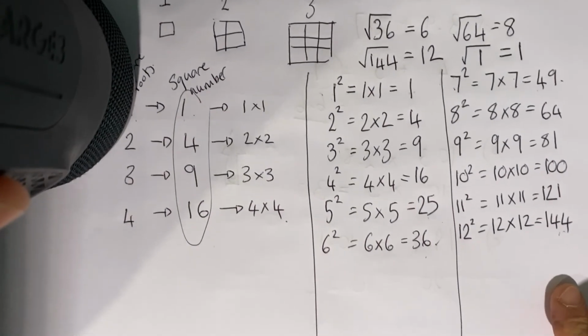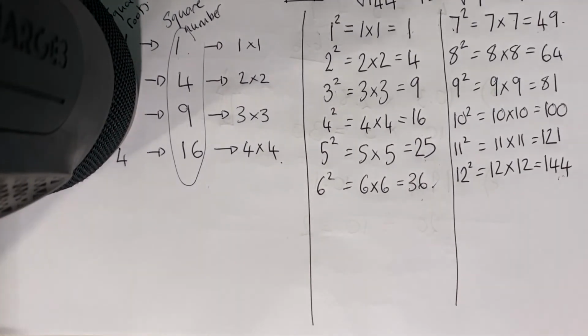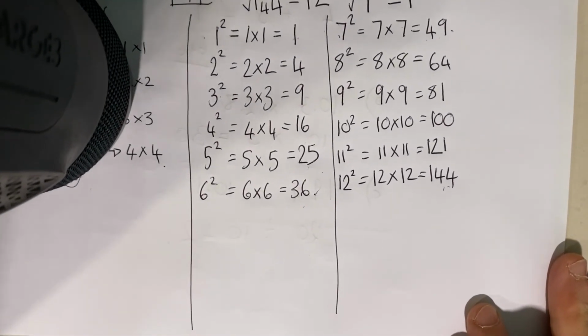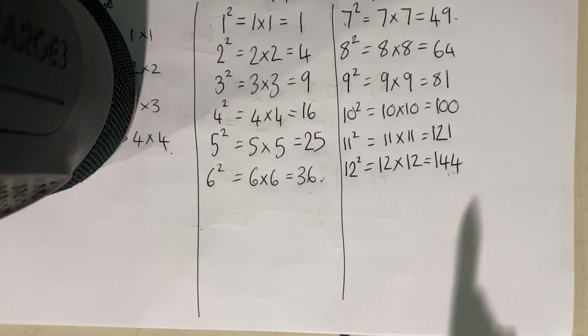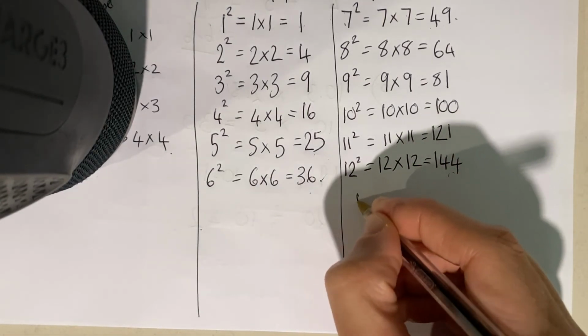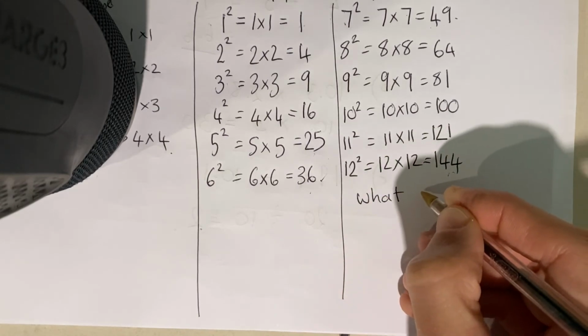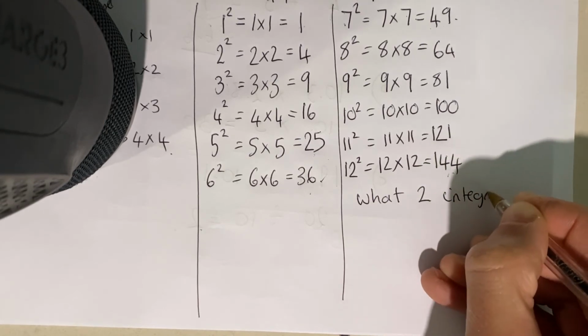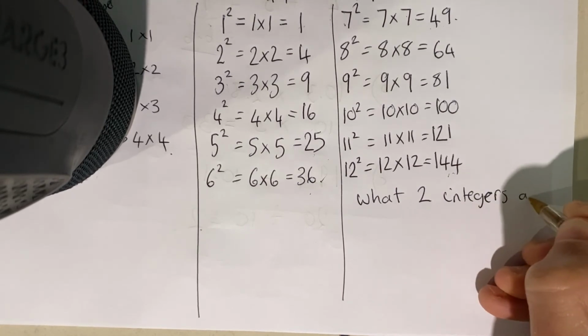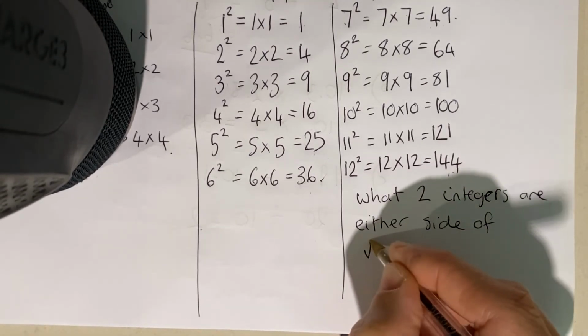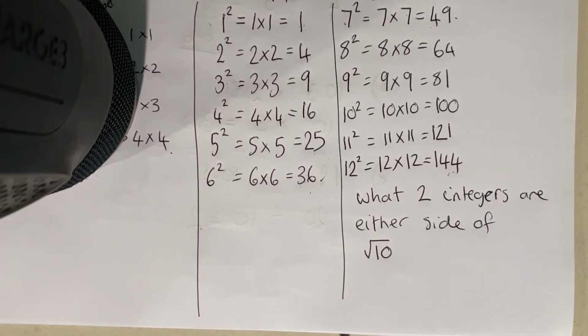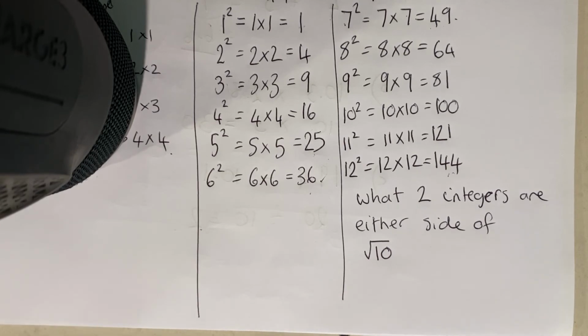Here's a question to pose that requires some extra thought. I'm going to move over here a little bit more so that we're just focusing on the square numbers. What 2 integers are either side of the square root of 10? When I say that, I'm saying, what is the integer that's smaller than the square root of 10? And what is the integer that's larger than the square root of 10?